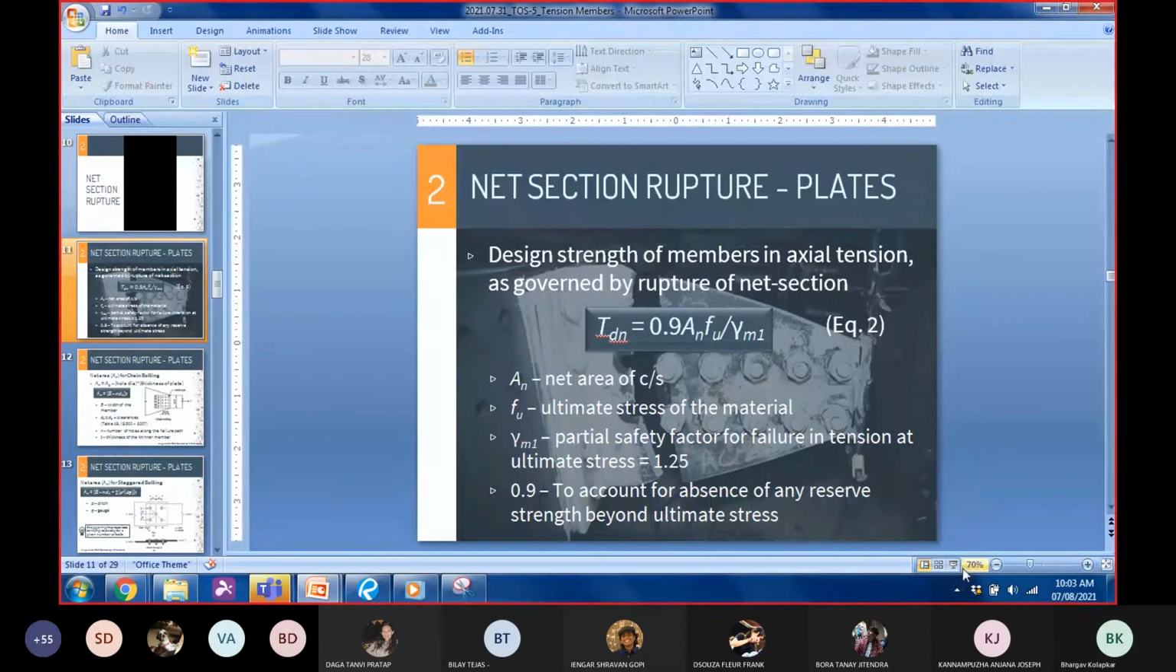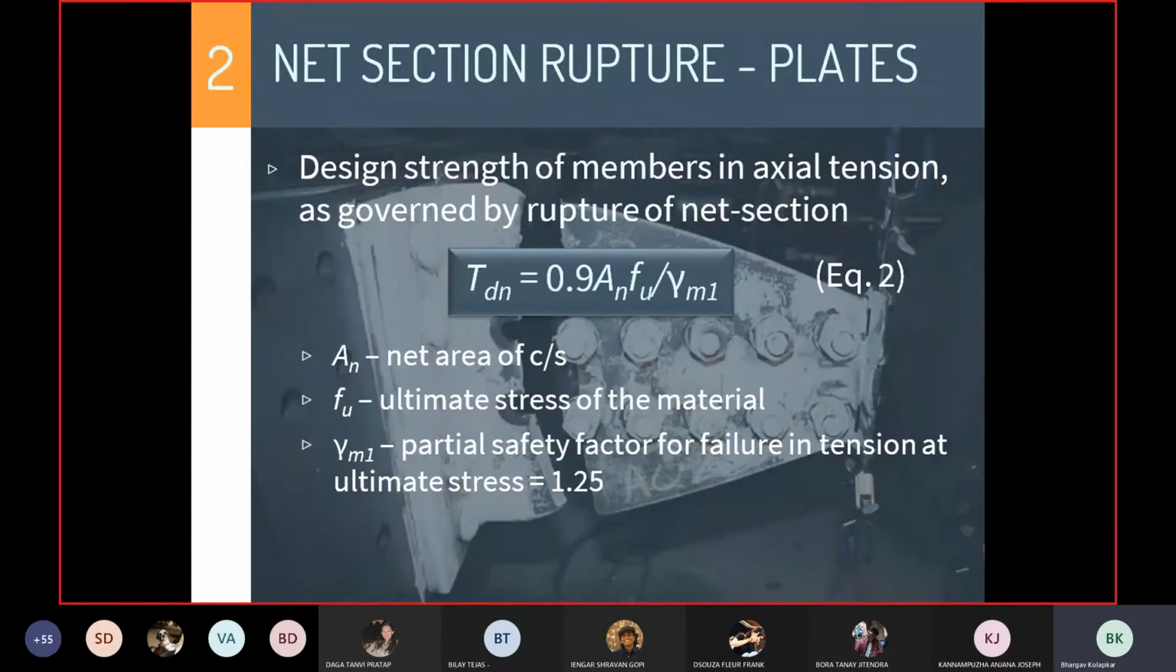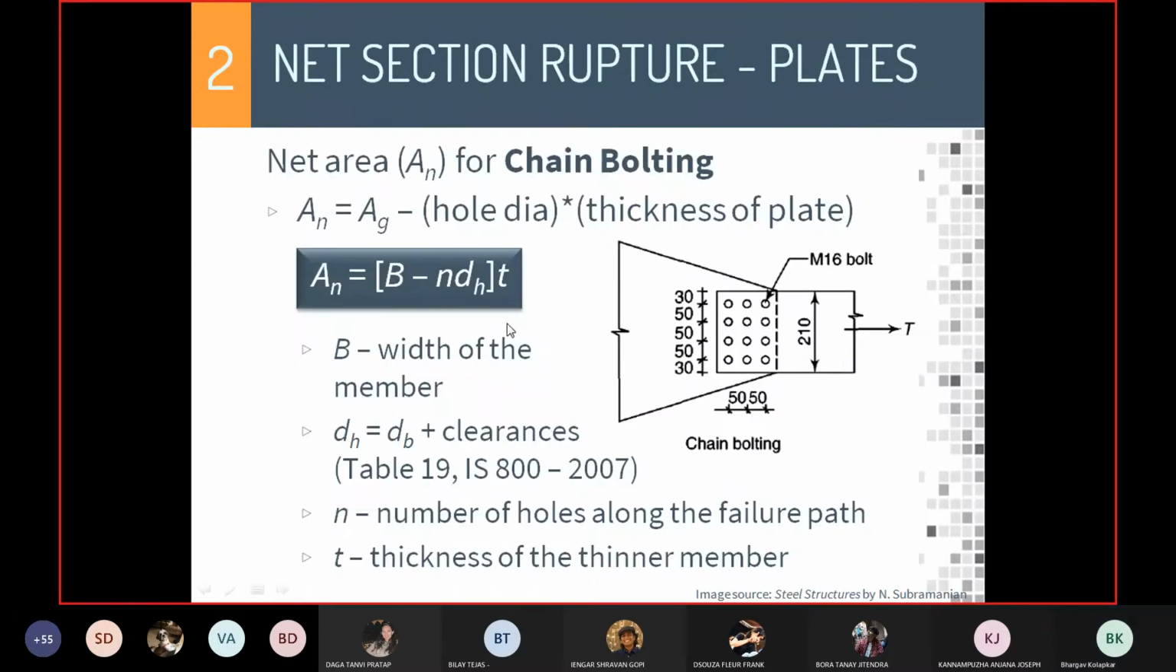Okay, perfect. So now let us see how to calculate AN. Fu you already know, gamma m1 you already know. Let us just see how to calculate AN. Just imagine that this is our tension member, this is our plate, and then let us say that this is our gusset plate. Might be a new term.